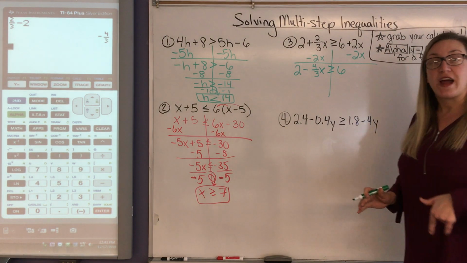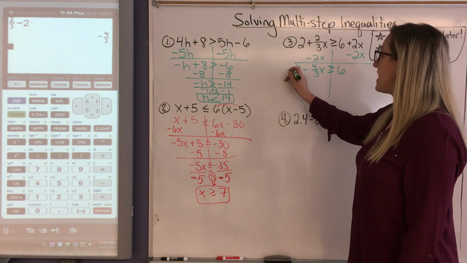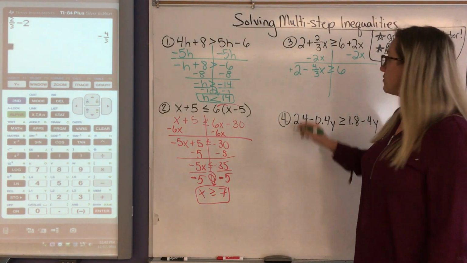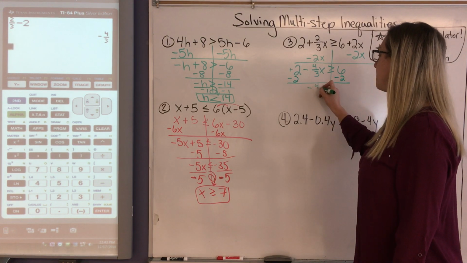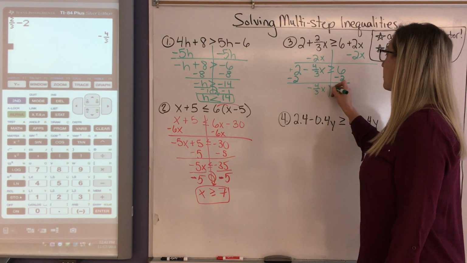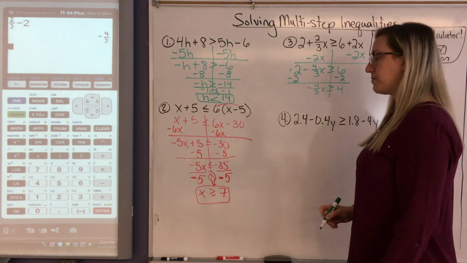Now I'm going to subtract 2 from both sides because this is technically a little positive 2. So I will subtract 2 from both sides. I have negative 4 over 3x greater than or equal to 4.